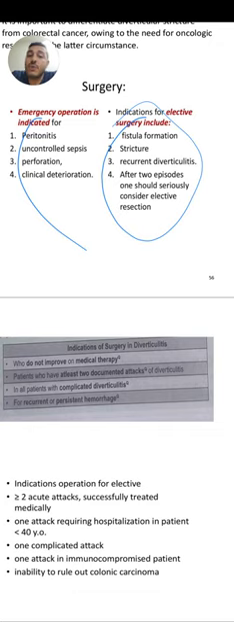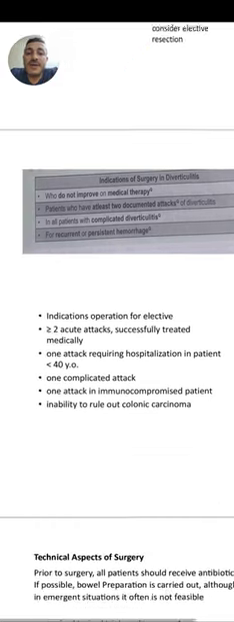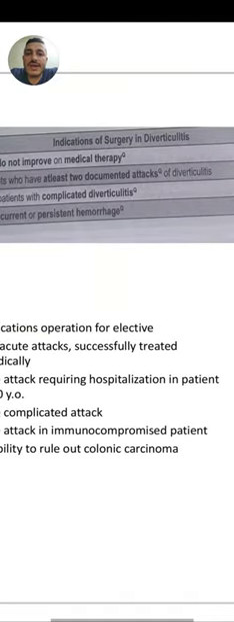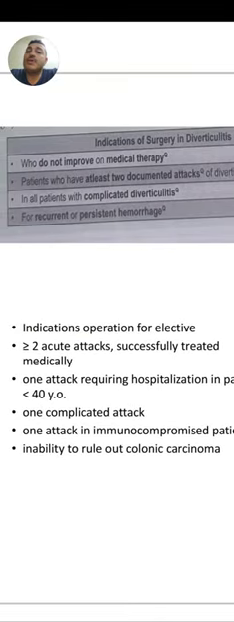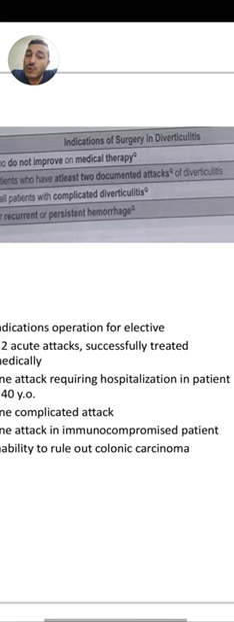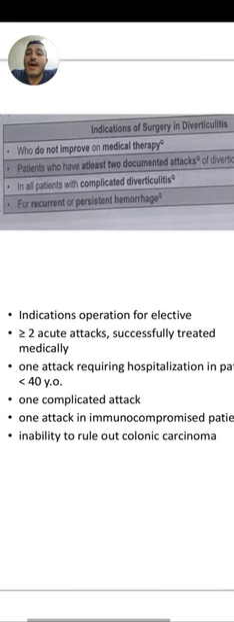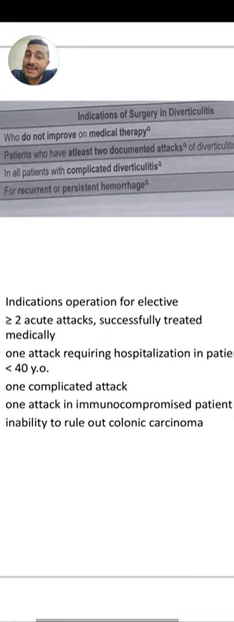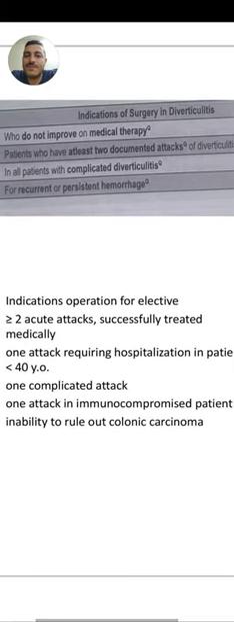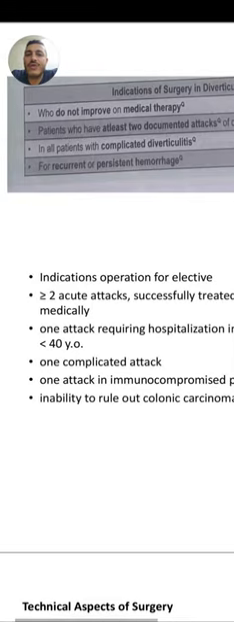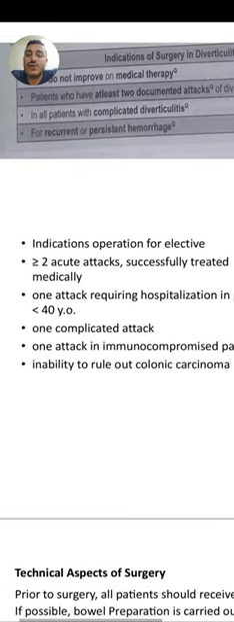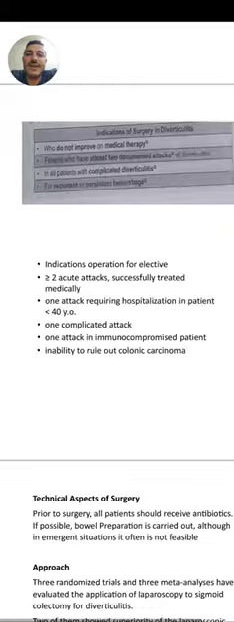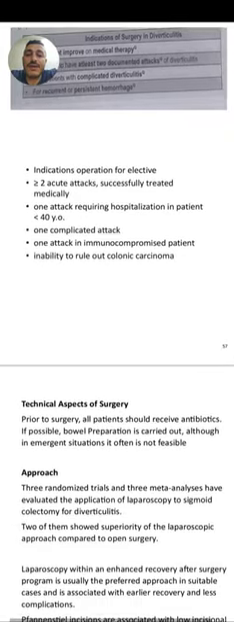After two episodes, surgery should be seriously considered after a second attack. Another slide also summarizes when to do surgery, the indications for surgery: patients who do not improve with medical therapy, patients who have at least two documented attacks, all patients with complicated diverticulitis, and patients with recurrent or persistent hemorrhage. We talked about that in the treatment of lower GI bleeding.